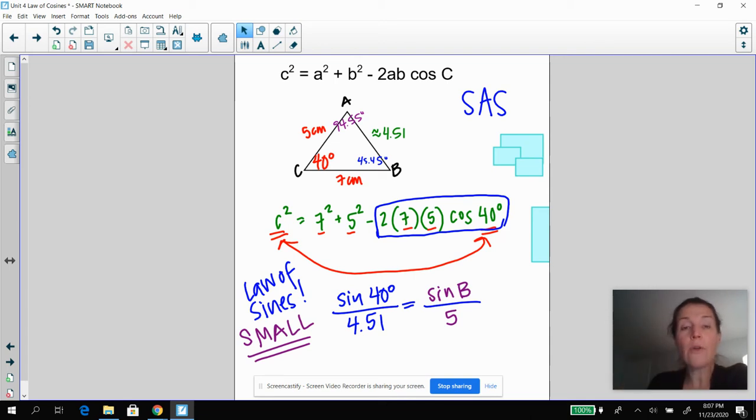So again, law of cosines seems really intimidating, like this C squared equals A squared plus B squared, blah, blah, blah. But you only have to do it once, and then you're back to law of sines. And then you just have to do 180 minus something, which is kind of nice. So that's a side angle side situation.